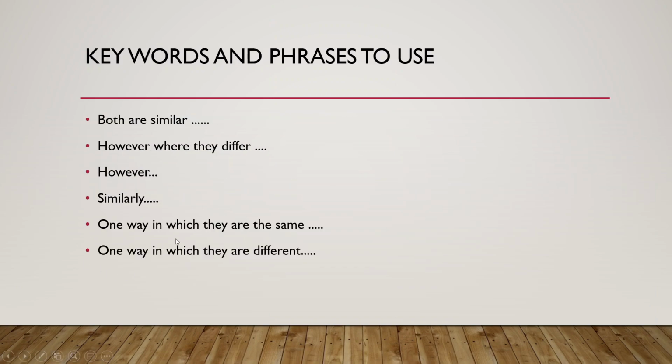Just some key phrases to use. Both are similar in that blah blah blah. However, where they differ, words like however, similarly, one way in which they are the same, one way in which they are different, one impact of this is, the difference in impact is, things like that. Okay, just wee phrases. If you want, you can take a picture of this. If whoever is taking the class could give them the opportunity either to copy this down or take a picture of it, I would be very much obliged. Okay, thank you very much.